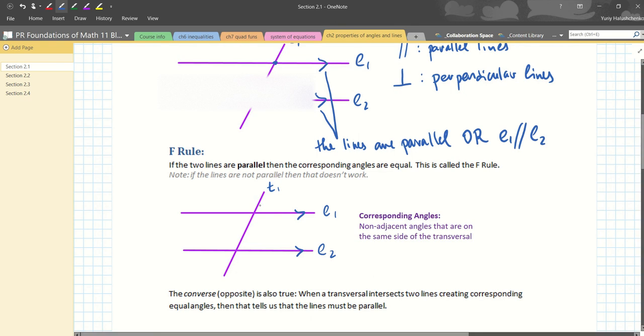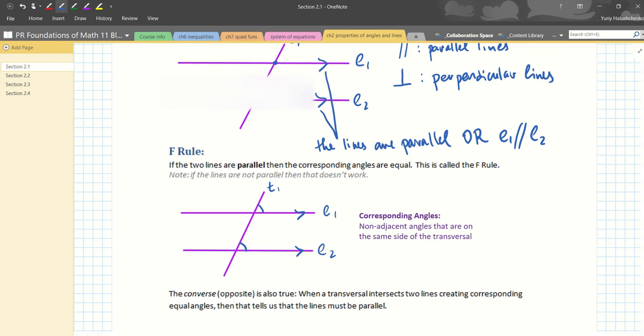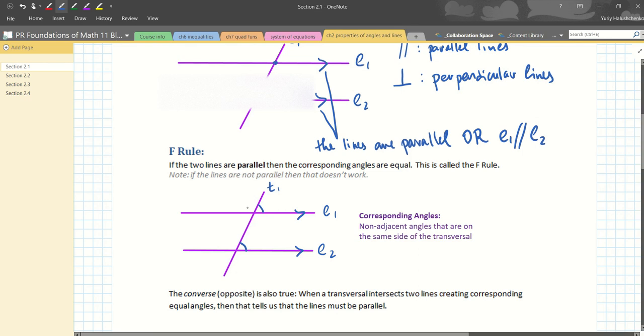Corresponding angles are located on the same side of the transversal. For example, here's one angle, and the corresponding angle to this one is going to be right here. It has to be on the same side of the transversal as well as in the same relative position, above L1, and then the other one above L2. You can also have corresponding angles on the other side of the transversal. For example, let's say I have one angle on this side, let me use a double line here, the corresponding angle would be there.